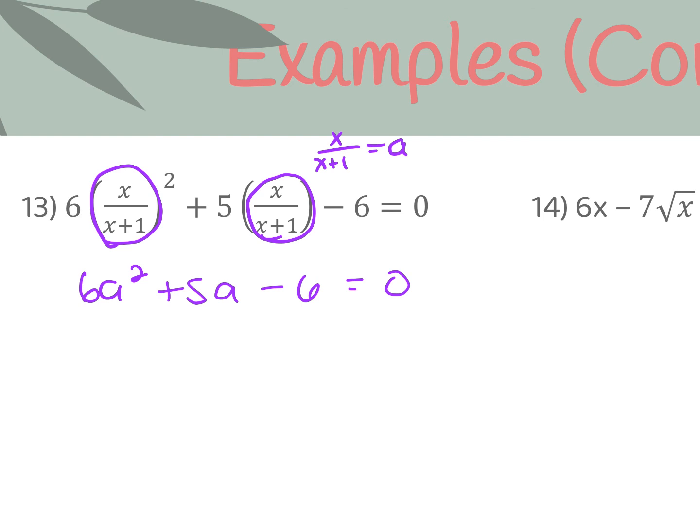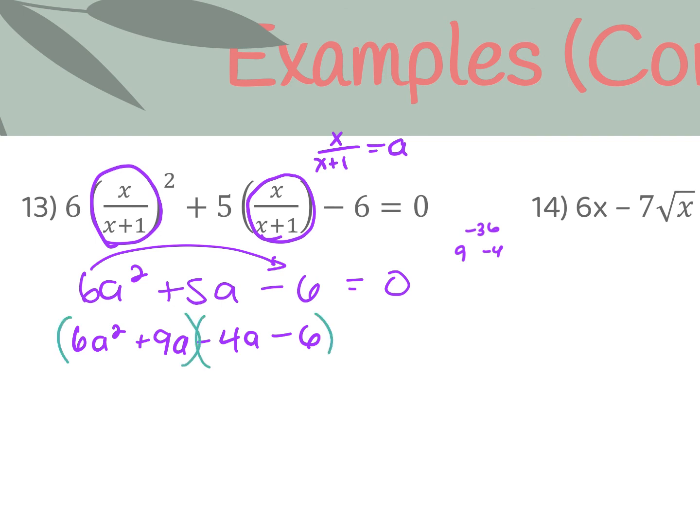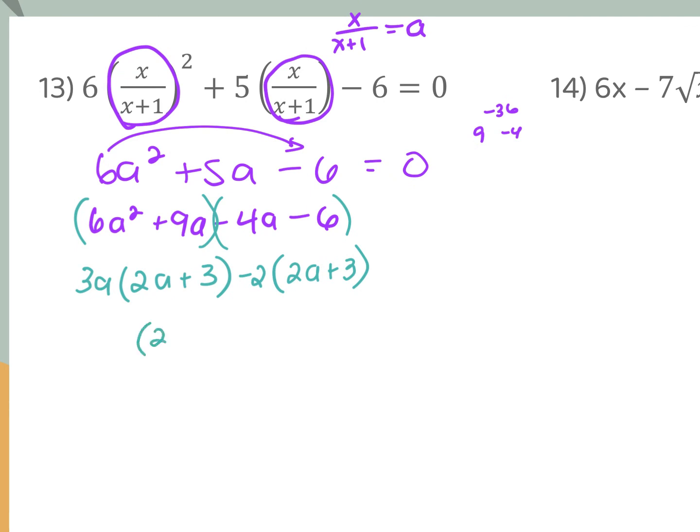Now what? First and last, so 6 times negative 6 is negative 36. Factors of negative 36 that sum to 5. 9 and negative 4. Good. 9, negative 4. 6a squared plus 9a minus 4a minus 6. Factor by grouping. First set of parentheses, take out a 3a. Second set of parentheses, take out a negative 2. The 2a plus 3 repeats. And the 3a minus 2 gets grouped together.